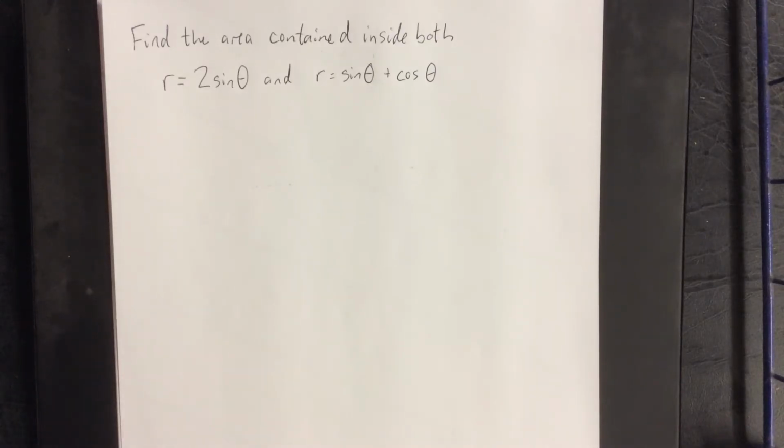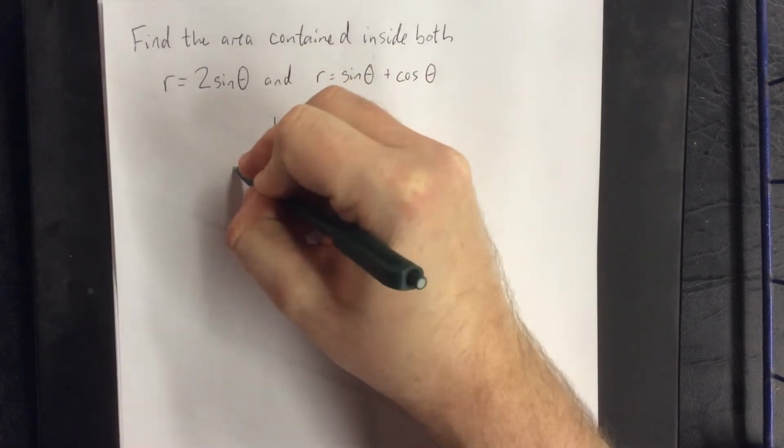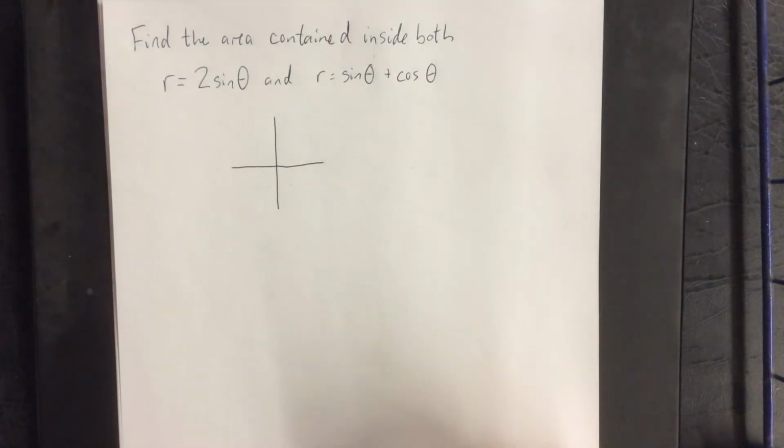So a question that came up tonight during my Calc 2 class was: find the area contained inside of both r equals 2 times the sine of theta as well as r equals the sine of theta plus the cosine of theta. Now, first good idea would be to draw both of these graphs.